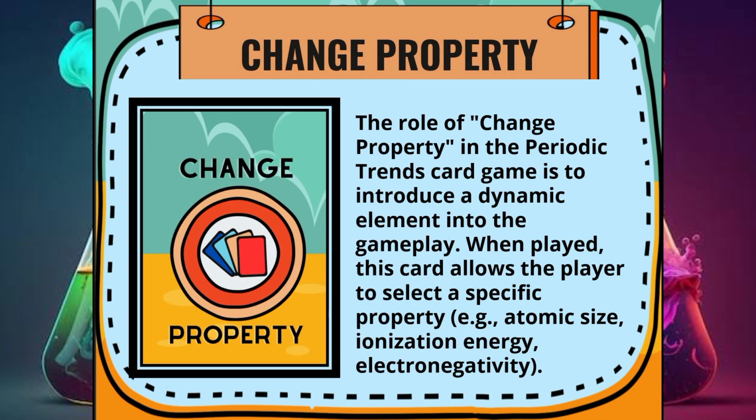Change property. The role of change property in the Periodic Trends card game is to introduce a dynamic element into the gameplay. When played, this card allows the player to select a specific property such as atomic size, ionization energy, electronegativity, metallic character, and electron affinity.